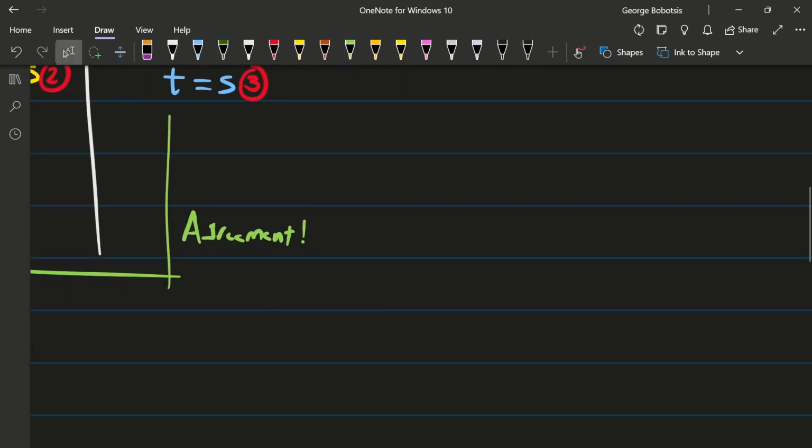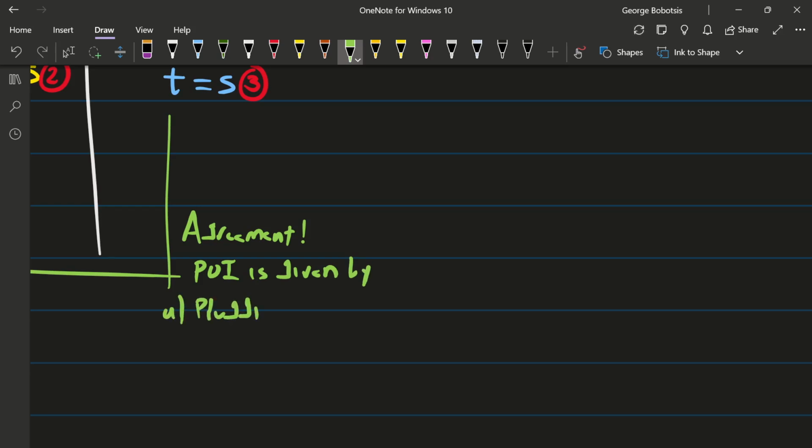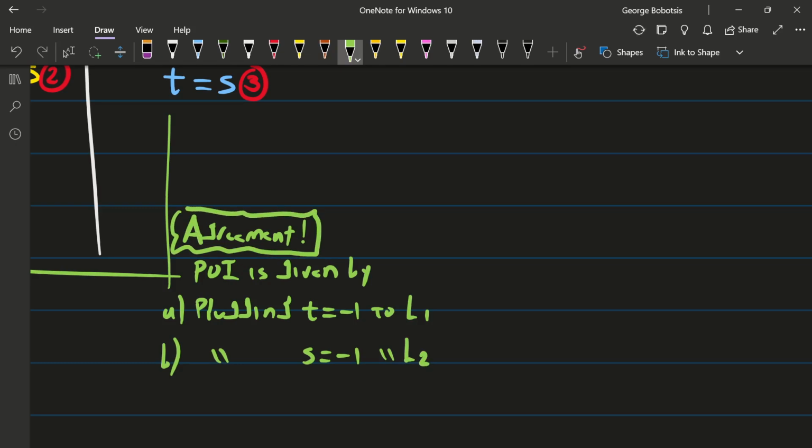So once you find that they're in agreement, the point of intersection is given by A, plugging t equals -1 into line 1, or B, plugging s equals -1 into line 2, like I told you. Either one you do. But that's after I've checked that everything is cool.